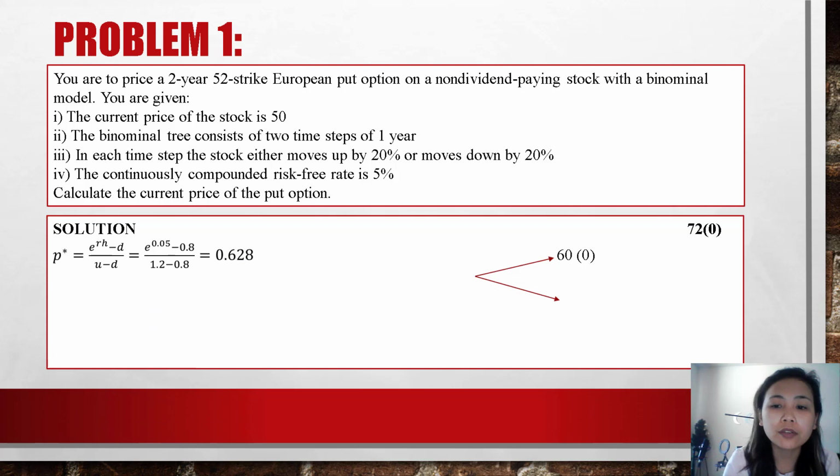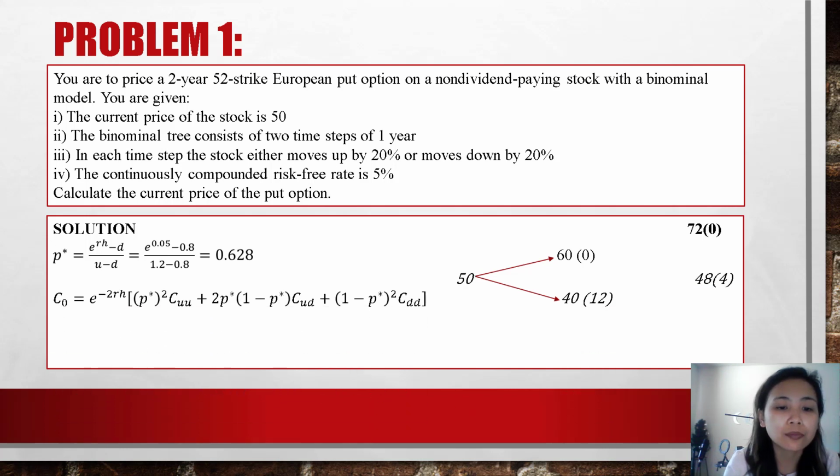So here, first of all, I calculate the risk neutral probability. Using the formula, I have P star is equal to (e to the rh minus d) over (u minus d), and P star here is 0.628.